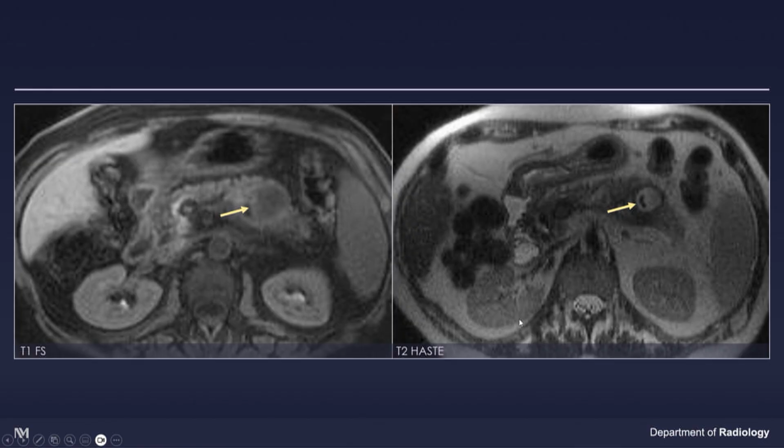What about this example? So we have a lesion in the pancreas. It's dark on T1. It's bright on T2. If you look really closely, you see some low signal intensity. How many of you would aspirate this lesion?